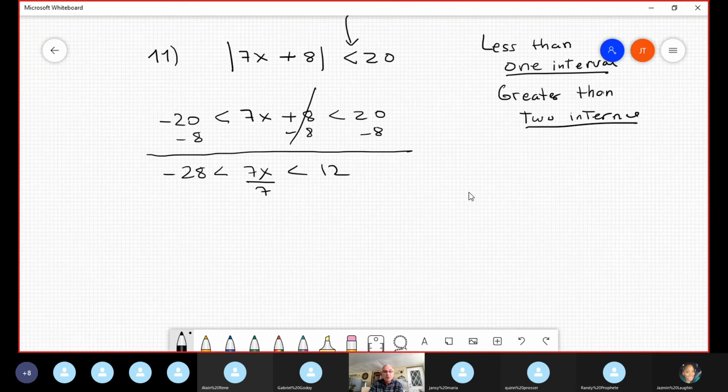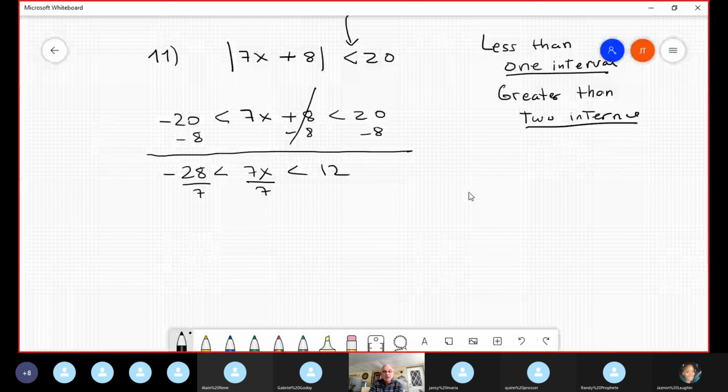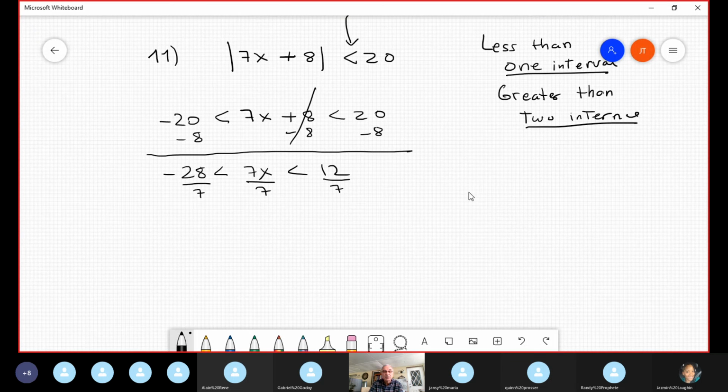And remember, when you divide by a positive number, the inequality sign stays the same, no reverse. You divide by positive, stays the same. You divide by negative, you reverse. But in this case, it's positive. Negative 4 less than x less than 12 over 7. It's a fraction. But in the test, I ask you to express the final answer in interval notation. Interval notation is easy. It's negative 4, comma, 12 over 7.